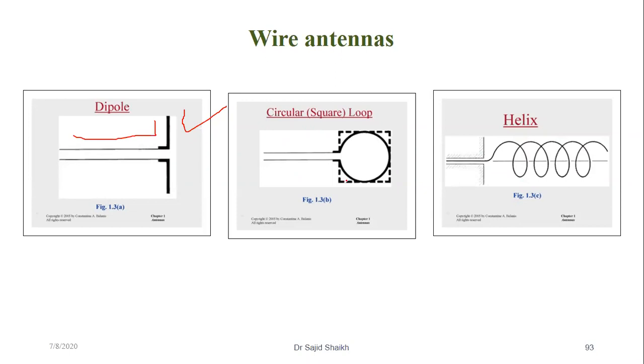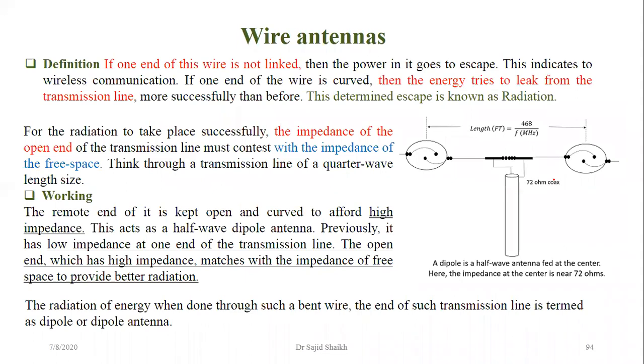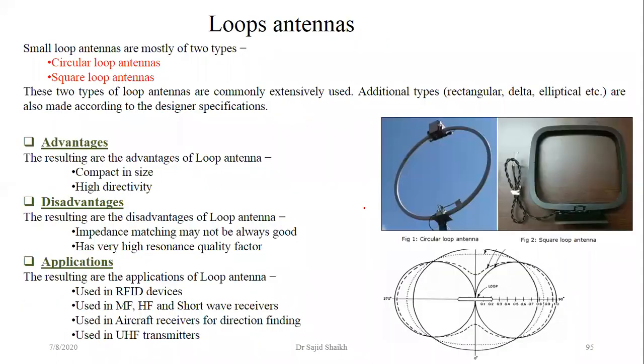Now the second one is the circular antenna. Here the shape of the wire is circular, and in the helical antenna the shape of the wire is helical. Okay, so we already discussed all these things about the wired antenna, meaning how the energy is radiated and what the significance of impedance matching is. We already discussed all these things in the previous lecture. Okay, we know the different advantages, disadvantages, and applications of this wire antenna.